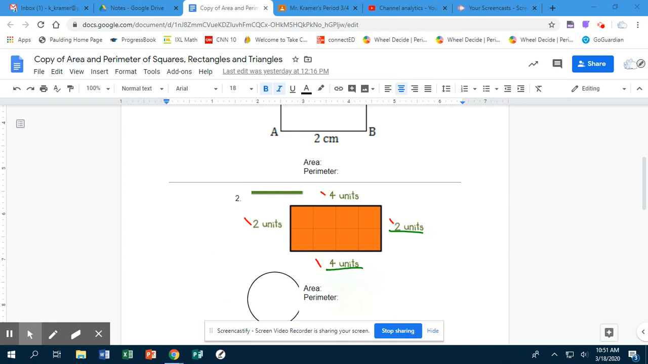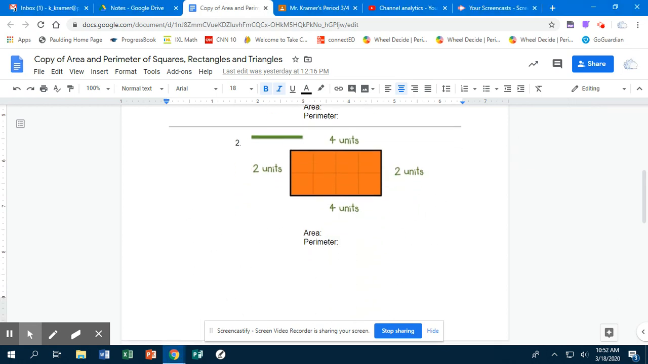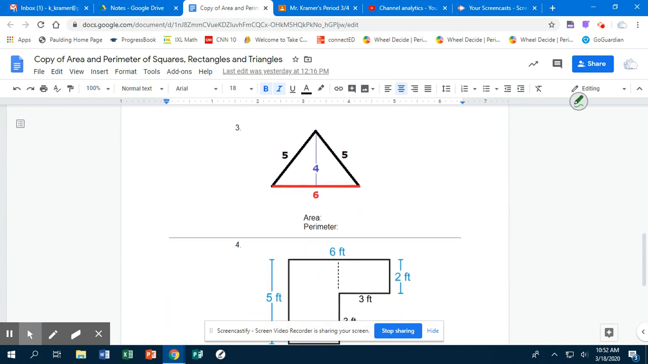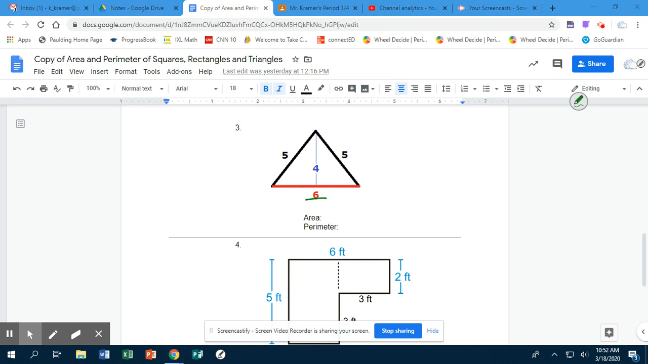All right, now we're going to move on to triangles, which are very slightly trickier. To find the area, we look at the base times the height. The base is 6. The height is 4. The 5 here, if you remember from last unit, is the slant height, and we do not use that when finding area. So we take our 6 times our 4, which is 24, but then we have to do the next step, which is divide that by 2. 24 divided by 2 is 12.